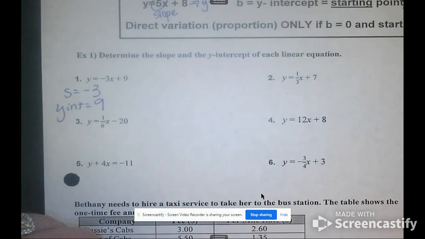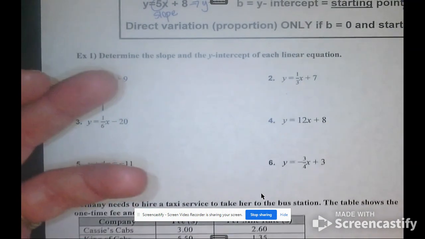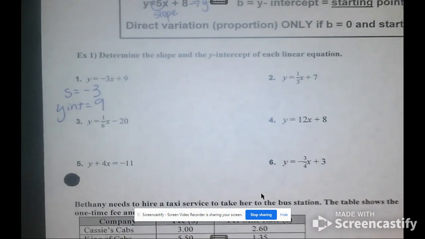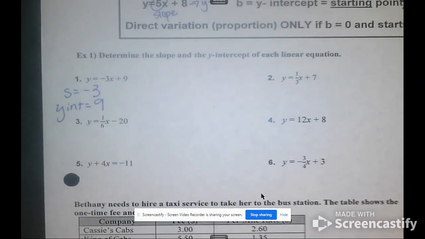Y'all remember when we talked about if tables, relationships, pairs were proportional or not? I said for it to be proportional, it couldn't have what? Okay, when we were trying to determine if a relationship was proportional or not, it had to start at 0, 0. So if it started with 0, 0, it was proportional. But y'all remember a while back we talked about if it had that one-time fee with it? Do y'all remember that?